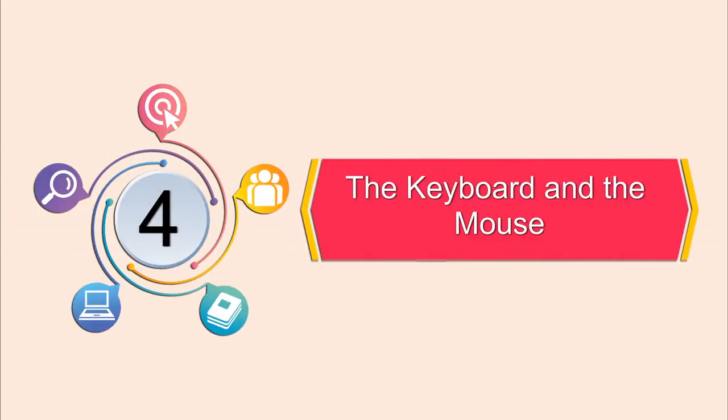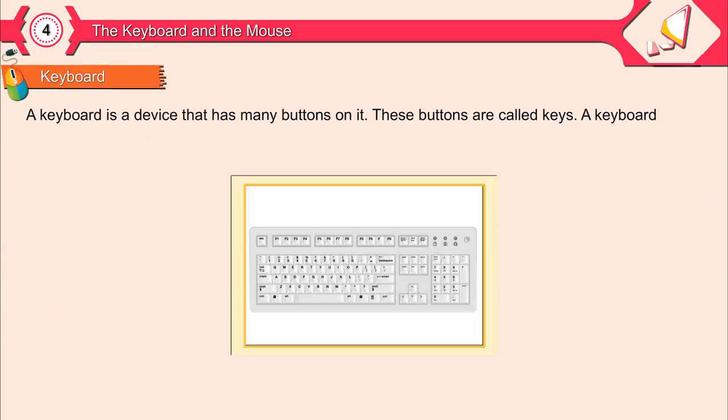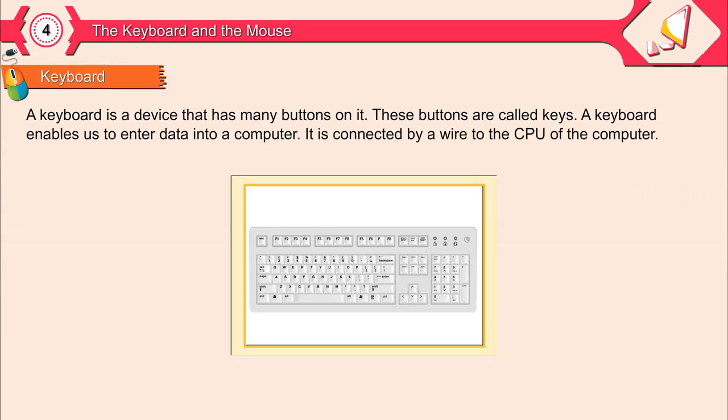Chapter 4. The Keyboard and the Mouse. Keyboard. A keyboard is a device that has many buttons on it. These buttons are called keys. A keyboard enables us to enter data into a computer. It is connected by a wire to the CPU of the computer.